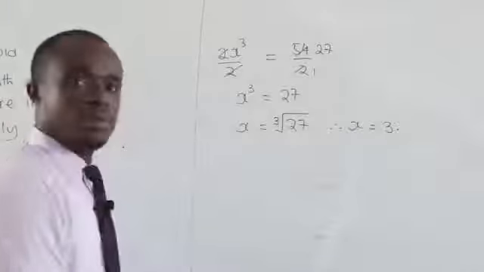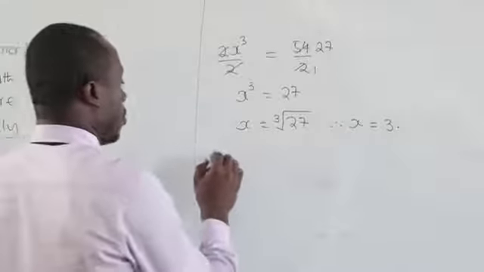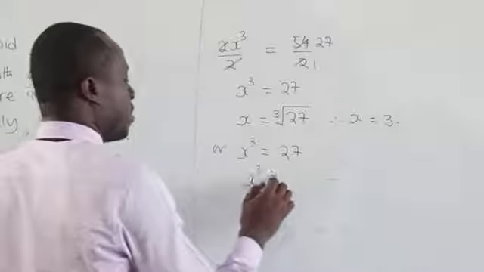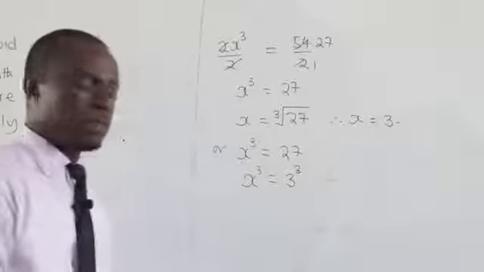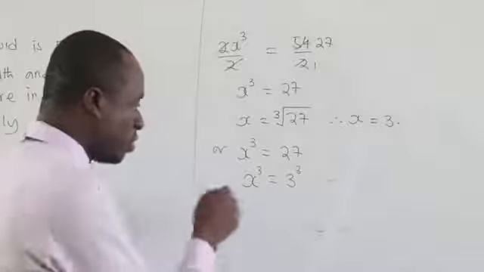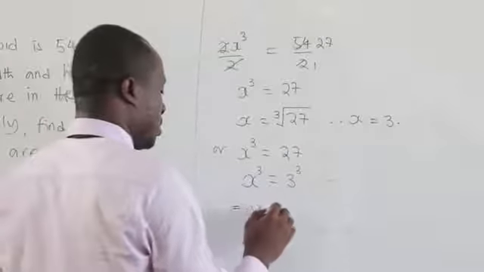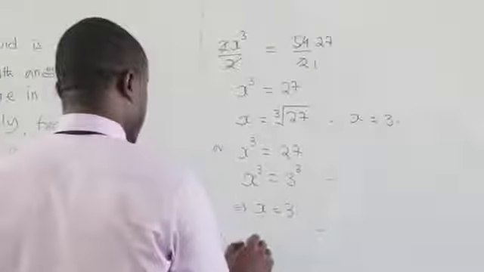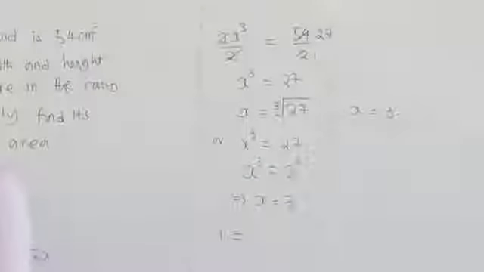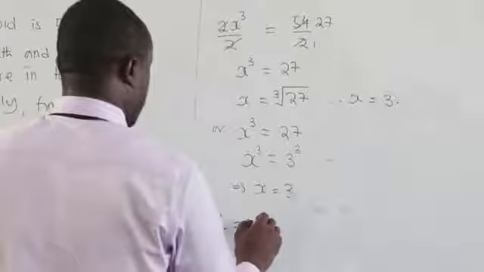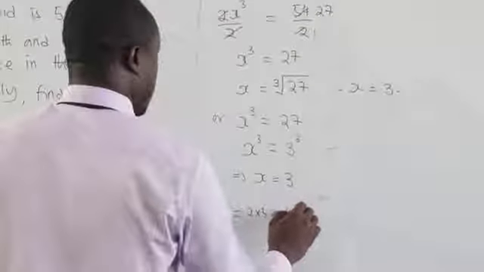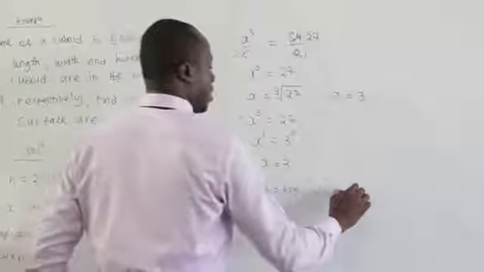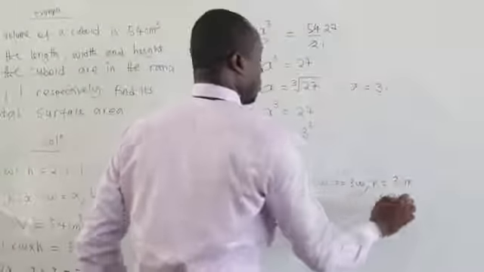Cube root. Now, or we have x to the power 3 equals 27. Here, x to the power 3, 3 to the power 3, which is 27. So the exponents are the same. What do we do? We equate the bases. This implies x is equal to 3. Therefore, the length is what? 2x. So the length will be 2 times 3, and this is 6 centimeters. The width is 3 centimeters, and then the height is also 3 centimeters.